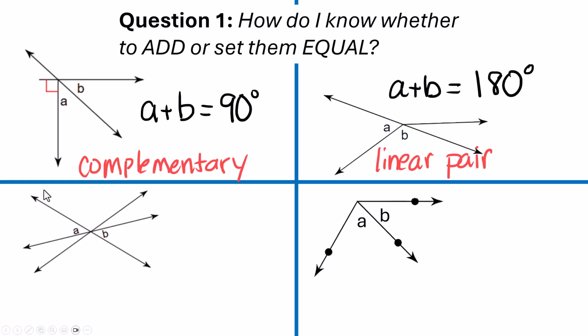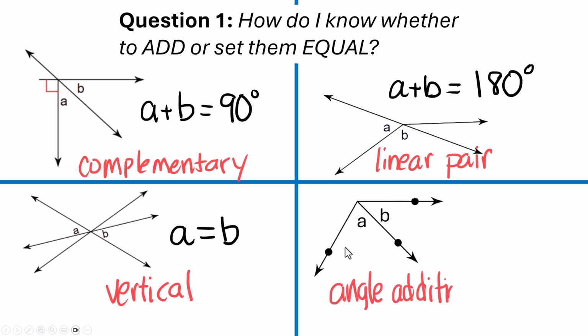Okay, the third one down here, these 2 angles are vertical angles. They're directly across from each other. They will always be equal. And this diagram doesn't really have a rule like 90 or 180 or anything. The question you're going to see with something like this is probably just an angle addition problem. You're going to be given the whole, and you take A plus B, and you set it equal to the total that they give you as well.